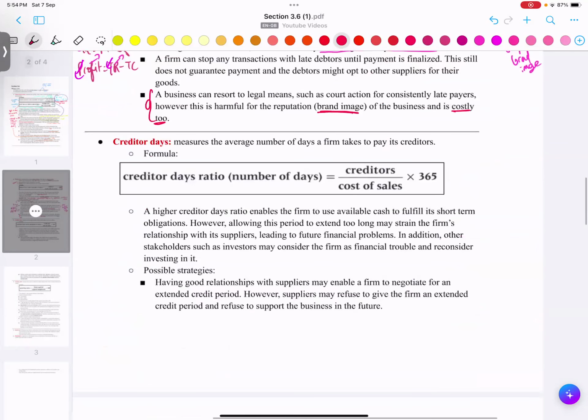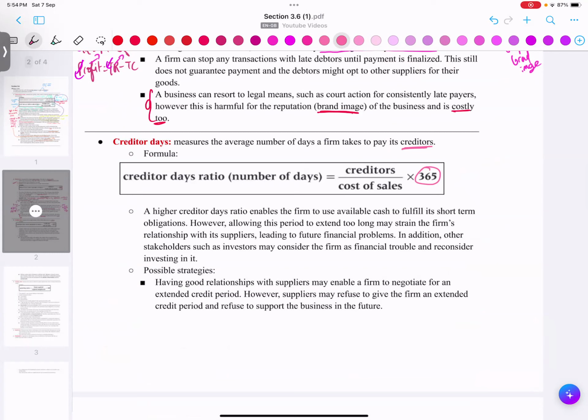So now creditor days. Creditor days measures the average number of days a firm takes to pay its creditors. So that's for the firm to pay its creditors. The formula is the creditor days ratio in a number of days, so it's times 365, because you have 365 days per year. So the formula is creditors divided by cost of sales times 365.